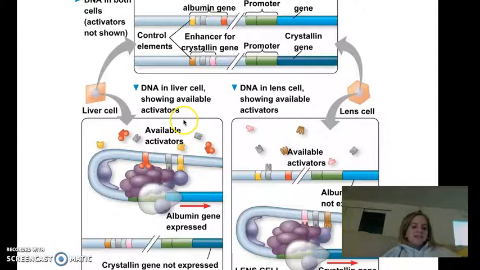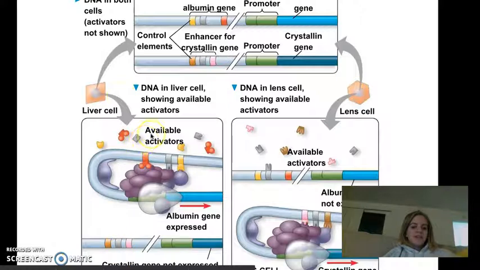So in this case, when the appropriate activators are present for the liver cell, they're going to bind to that enhancer, the DNA is going to bend, we'll get our mediator protein and transcription factors and make it possible for RNA polymerase to bind and express the albumin gene, which is crucial to the liver cell.